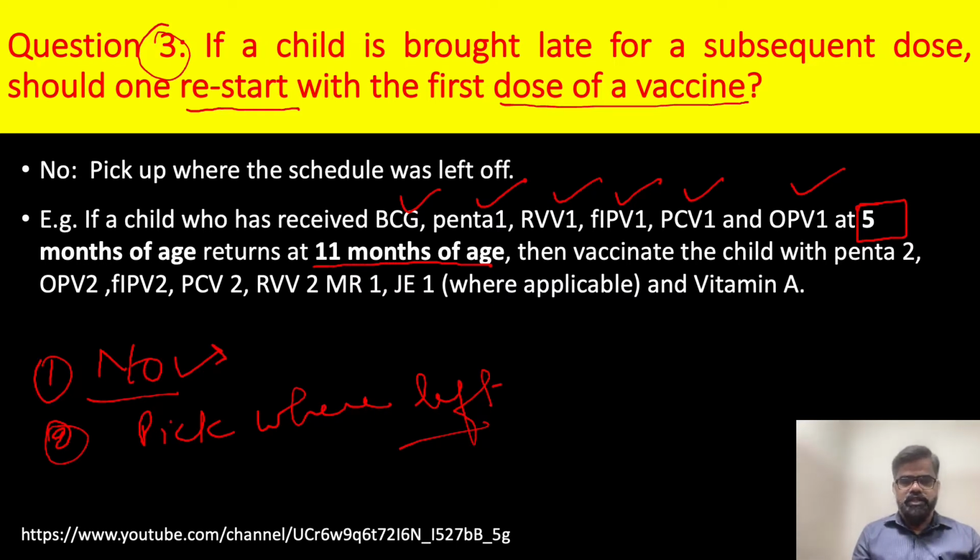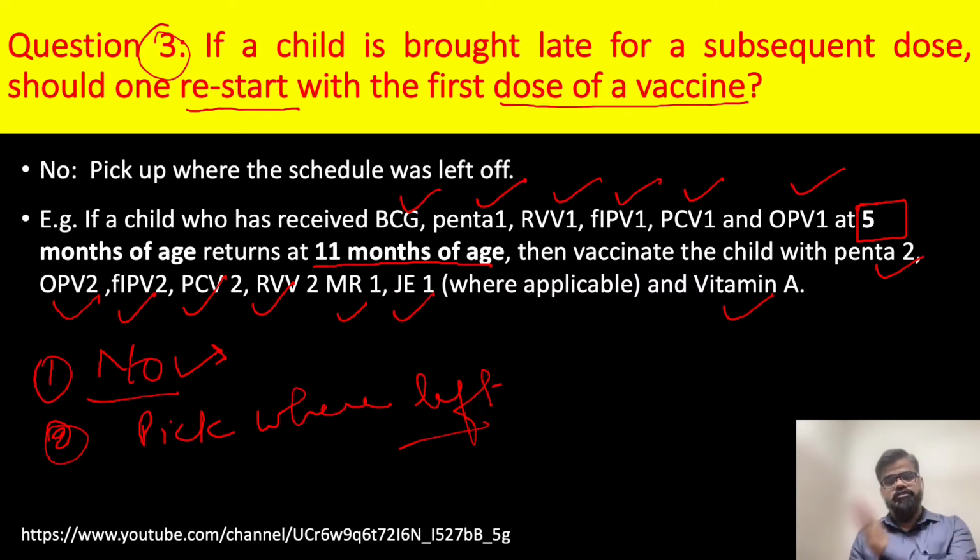Now the child has already received Penta 1, so we'll give Penta 2, we'll give OPV 2, we'll give fractional IPV 2, we'll give PCV second dose, we'll give rotavirus vaccine second dose, and Measles Rubella first dose and JE wherever it is applicable, and vitamin A. So wherever we have stopped, we need to pick it up from there. So one liner, we know we will not repeat a vaccine once given.